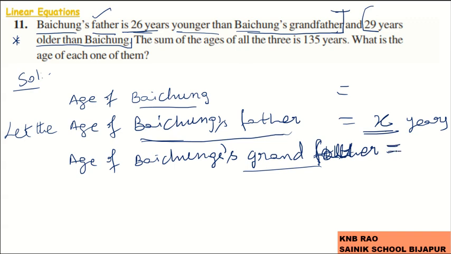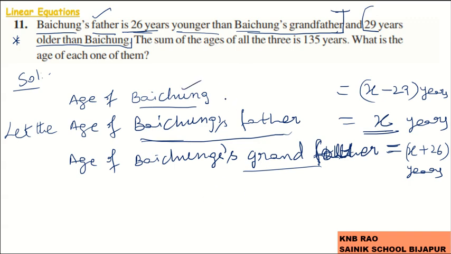Now, Baichung's father is 26 years younger than Baichung's grandfather. That means grandfather is 26 years more than his son. This grandfather is 26 years more than Baichung's father. So, I can say this is x plus 26 years. And 29 years is the difference between Baichung and Baichung's father, that means I can say x minus 29 years will be the age of Baichung.